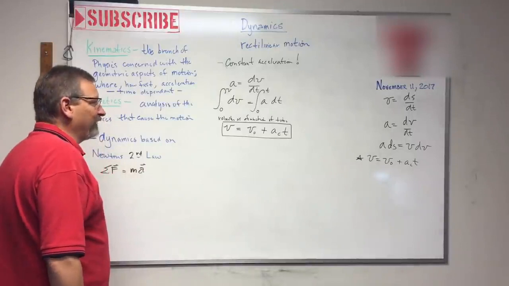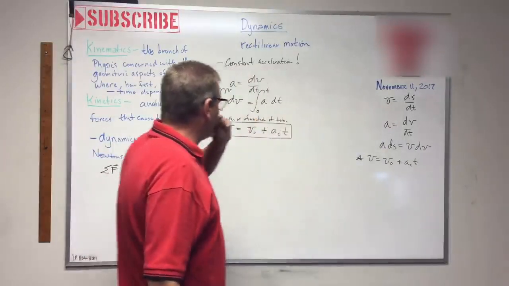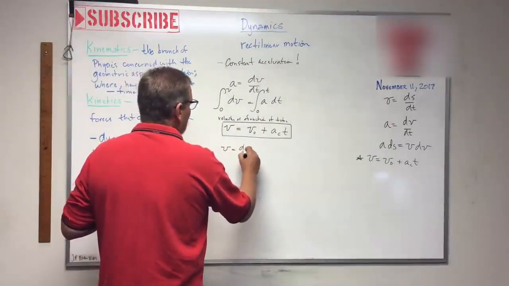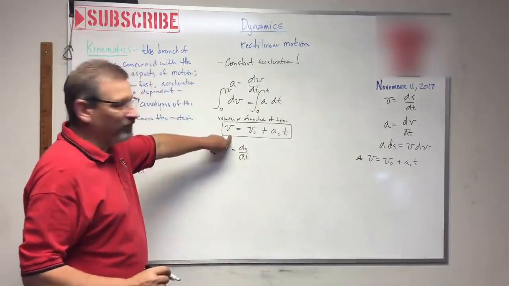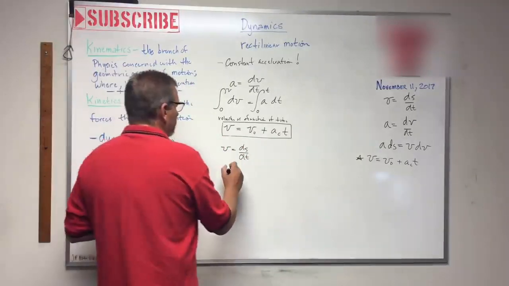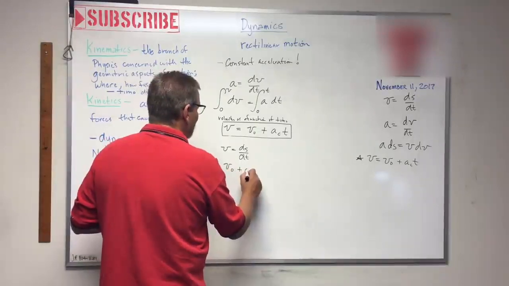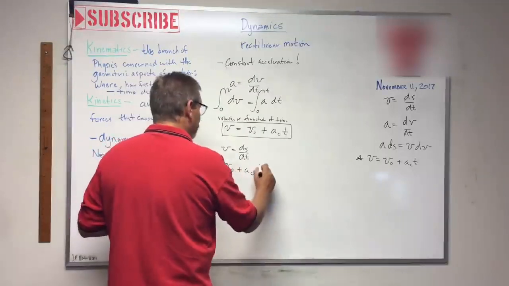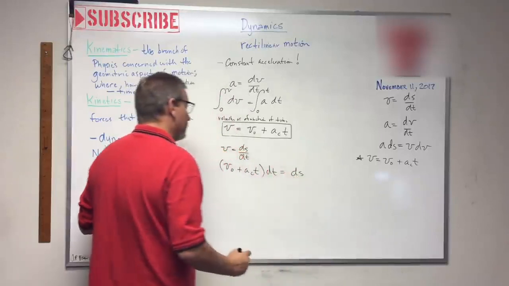All right, next let's do the same thing. Let's take this equation here and let's see if we can integrate this one. So we've got v is equal to ds over dt. You know what? I know what v is equal to. I just solved for that. So let's do this. v naught plus a c t, and then let's move the dt over to the other side. So dt equals ds, okay?